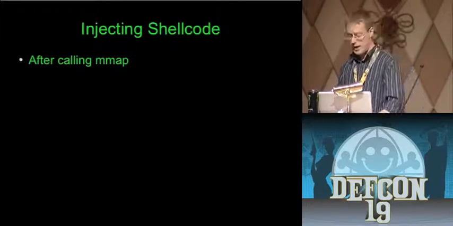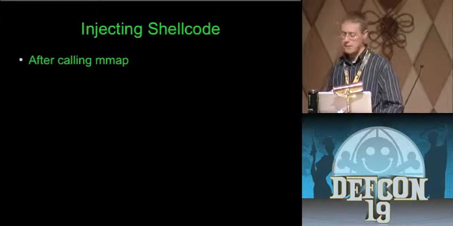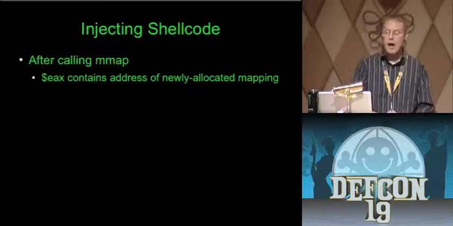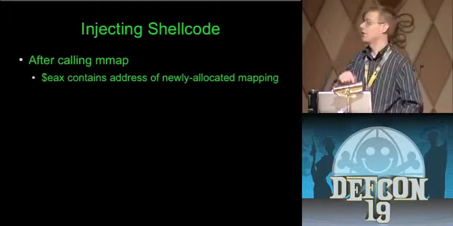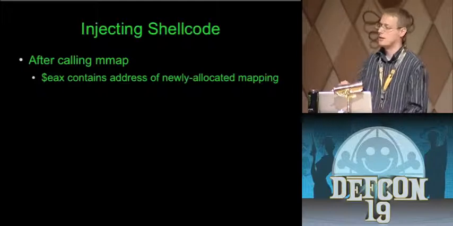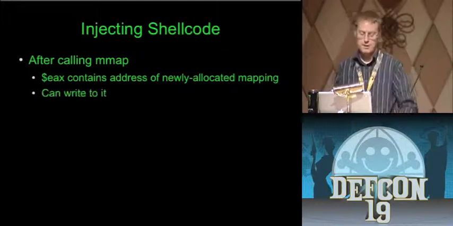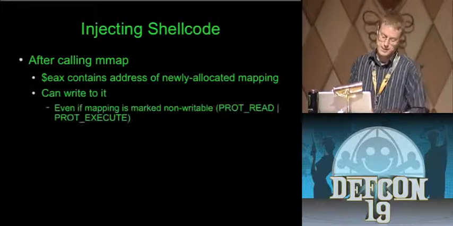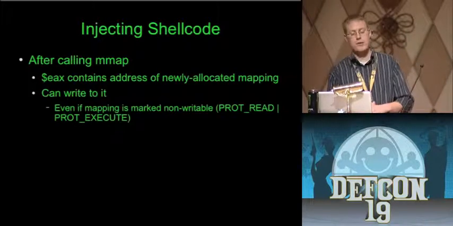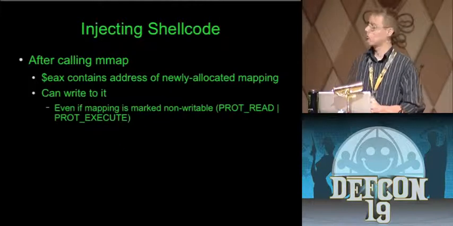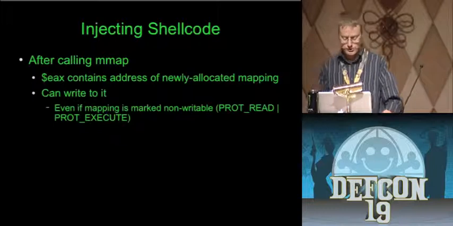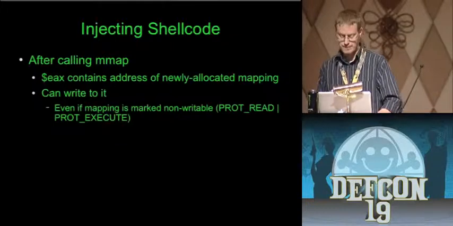So after calling mmap, we now have a newly allocated mapping. And the EAX register contains the address of that newly allocated mapping. And this right here is the new technique, by the way. I forgot to mention that. You can write to that newly allocated mapping, even if the mapping is marked non-writable. Even if it's marked read and execute, or just read only or execute only, you can write to it. Because with ptrace, you're God.